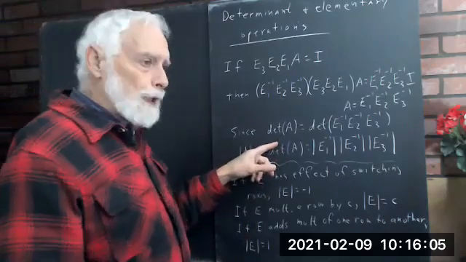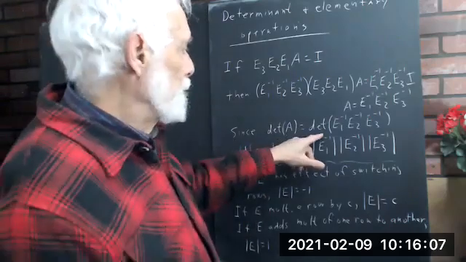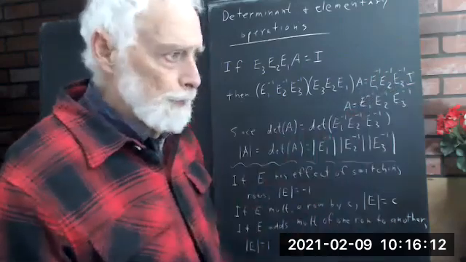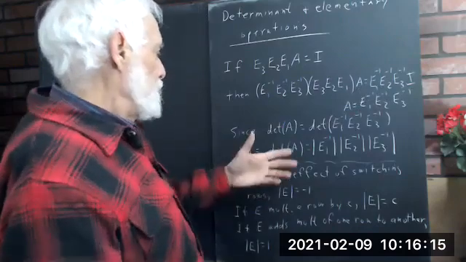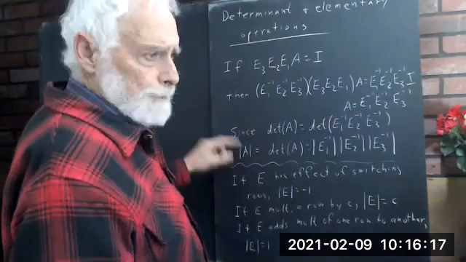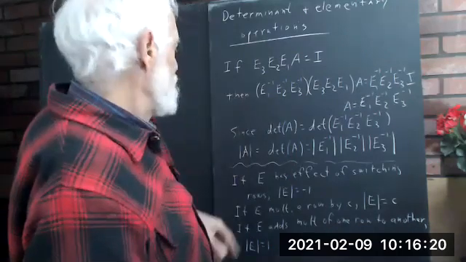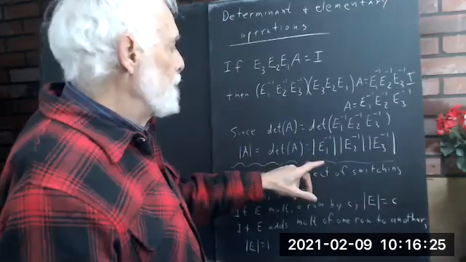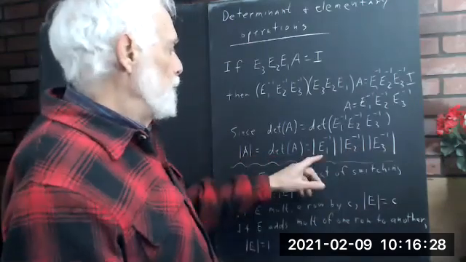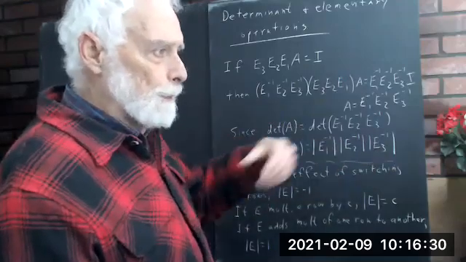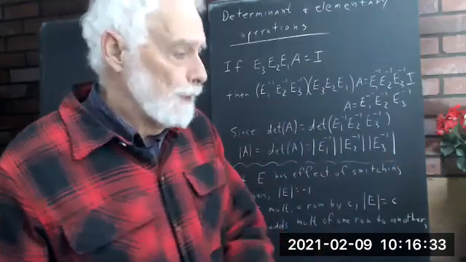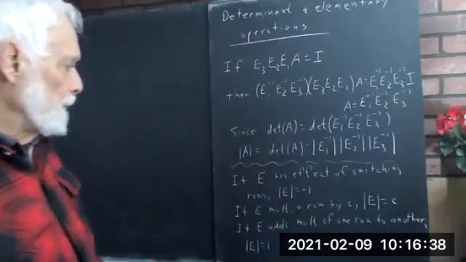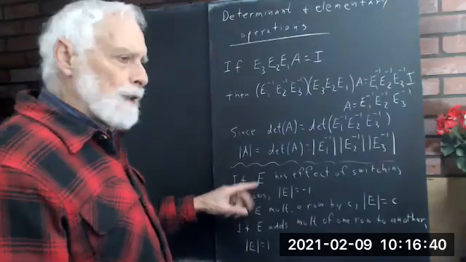So the determinant of A, of course, equals the determinant of E1 inverse, E2 inverse, E3 inverse. We can write, using the absolute value notation for the determinant, that the determinant of A is then the product of the determinants, because the determinant of a product of matrices is the product of the determinants. We haven't actually proved that, but we're going to prove something here.